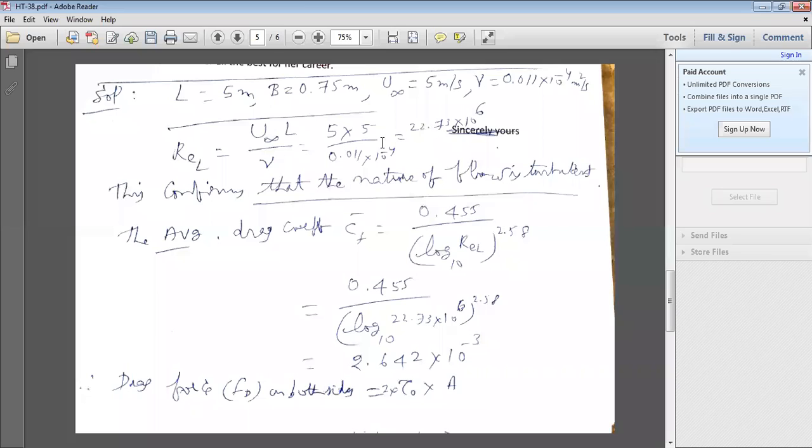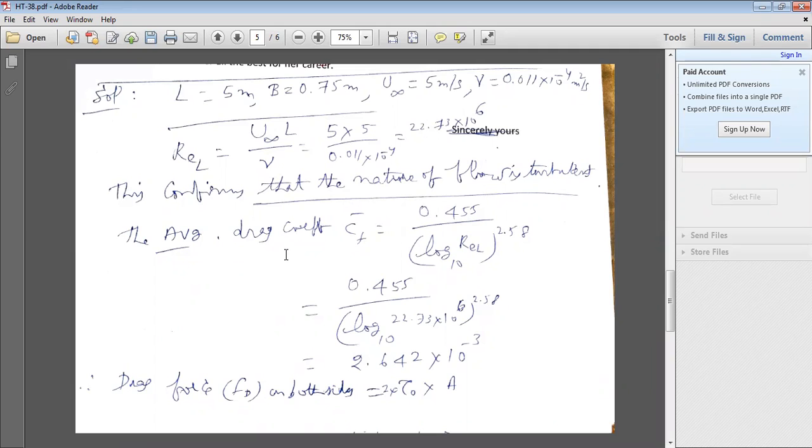This confirms the calculation of Reynolds number, because it is greater than 5 lakhs. This confirms that the nature of flow is turbulent. Okay? So first, you have to calculate the average drag coefficient.